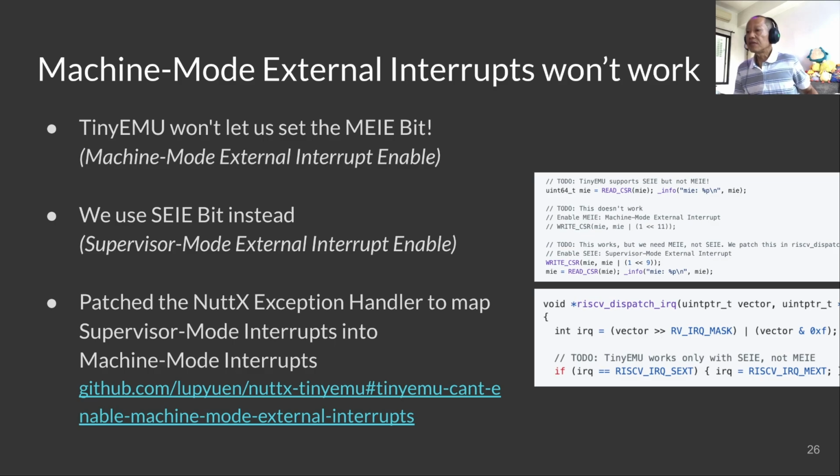There is something odd about RISC-V interrupts in TinyEMU. Somehow, TinyEMU won't let us enable MEIE, machine mode external interrupts. Our workaround is to enable SEIE, supervisor mode external interrupts. Then we patch the NuttX exception handler and map the interrupts from supervisor mode to machine mode.